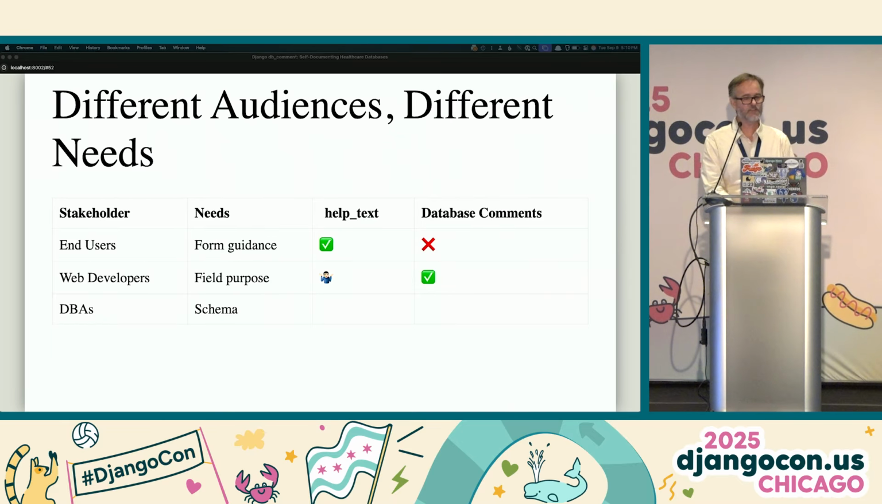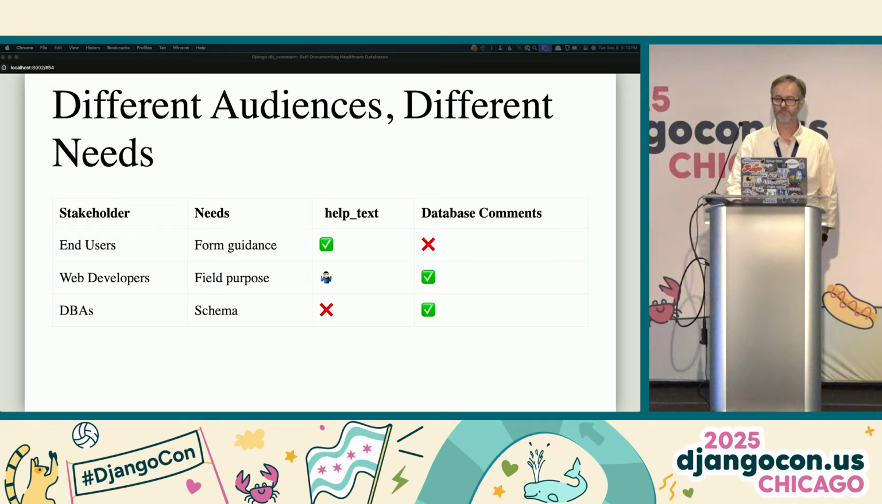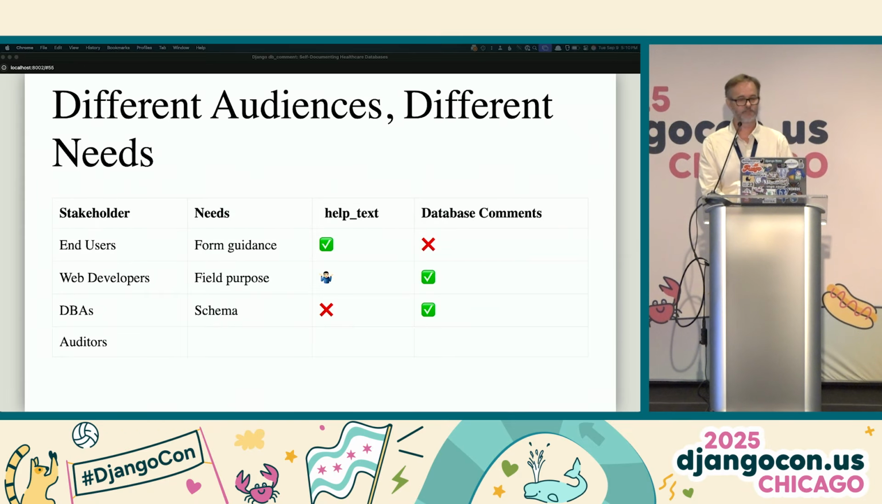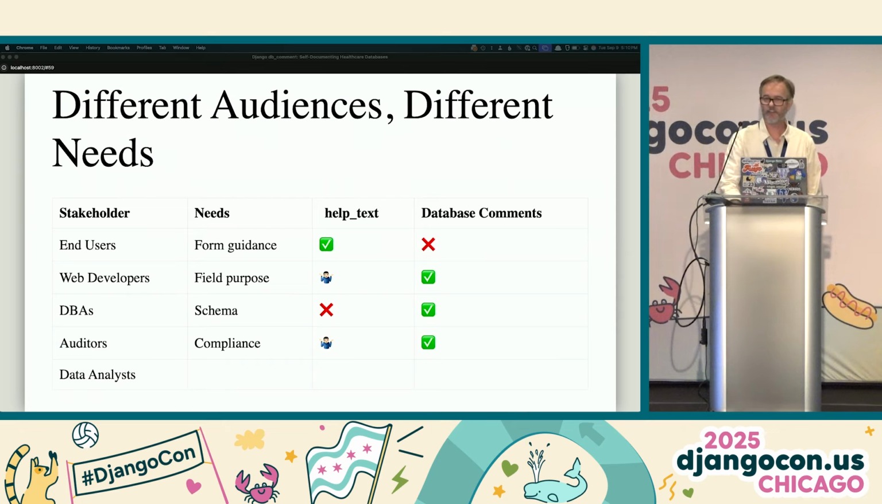Our DBAs want to know about the schema. They're not going to look at the help text. Something in the database will be more helpful. The auditors, from a compliance perspective, help text, maybe it's going to help them, maybe not. But database comments, that's what they're looking for. And finally, our data analysts, they just want to have context around the database itself. The help text, again, not going to help them out, but database comments will.